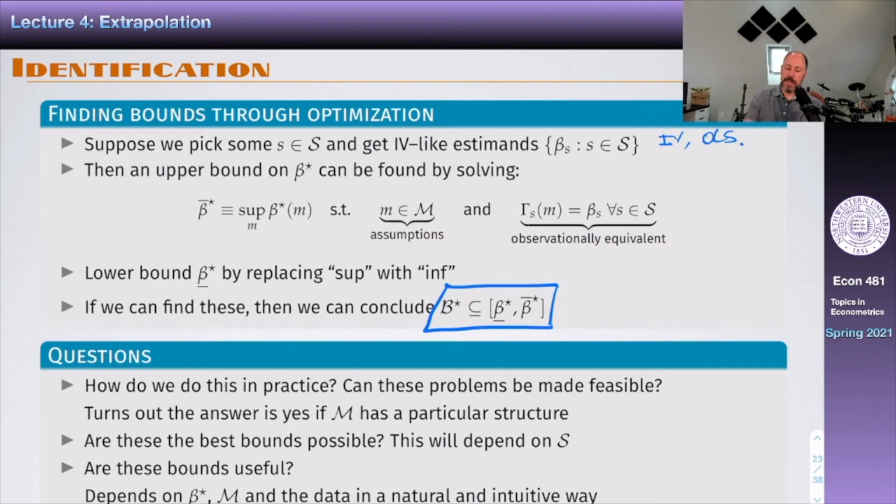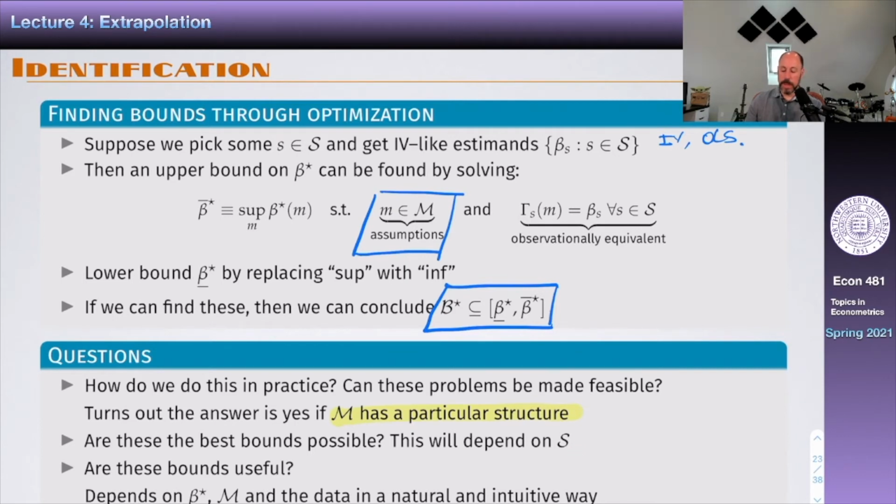However, this immediately is not obvious because M here are functions, okay? That so far, they're kind of unrestricted. All right? So how do we do this in practice? Can these problems be made feasible? Turns out the answer is yes, if M has a particular structure, which is sort of what I hinted already. And are these the best bounds possible for a parameter like this? Well, that would depend on what are the IV-like estimates that we're considering.